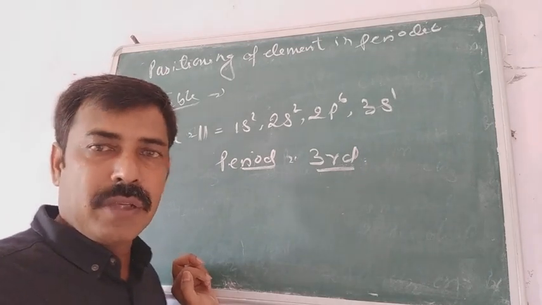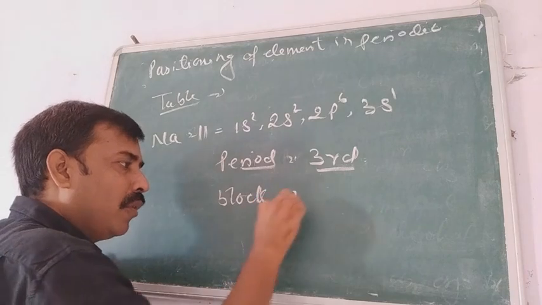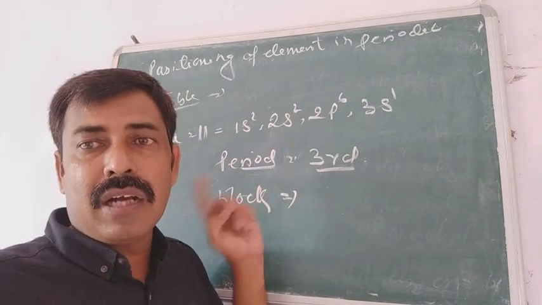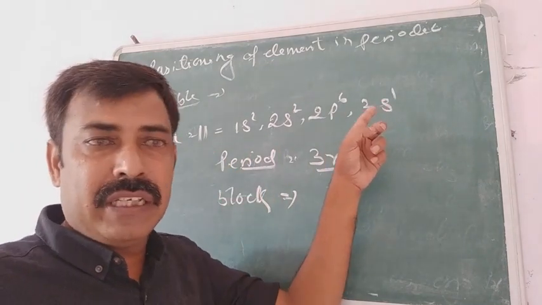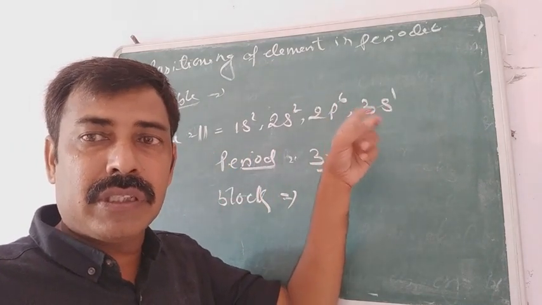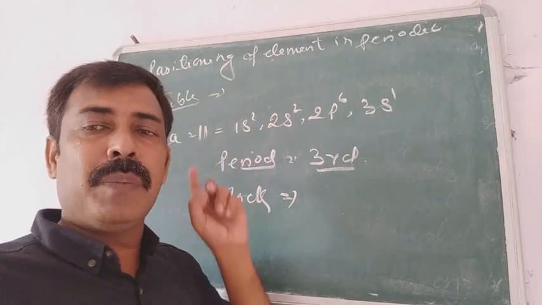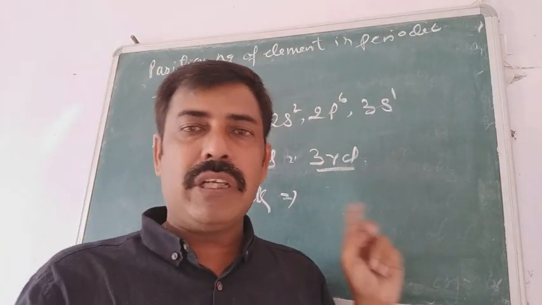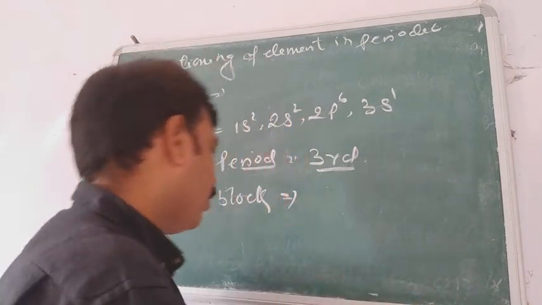Now we are trying to get the block. For getting the block, we will see where the last electron is lying. In the electronic configuration, you can see the last electron is lying in the 3s subshell, that is the S subshell. And if the last electron is lying in the S subshell, it will be an S block element.